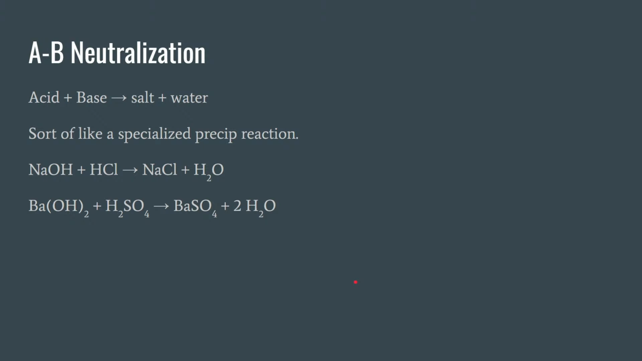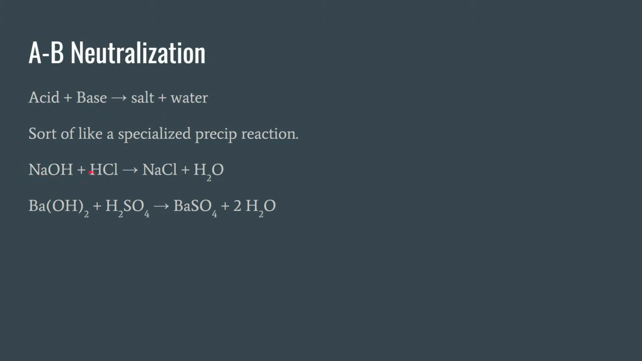Next up, we have acid-base neutralization. This is kind of like a specialized precipitation reaction. You have an acid and a base, you mix them together, you're going to get a salt and water. Usually. There are some special exceptions. But they're still swapping partners more or less.